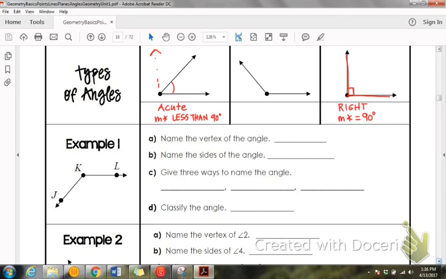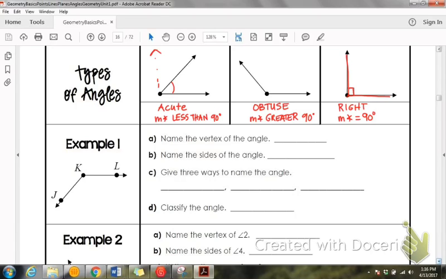Less than 90. Okay? And so then the third type is if it's greater than 90, this one is called obtuse. Okay, so the measure of the angle is greater than 90 degrees. Now, if you forget your degree symbol, I'm not going to count it off, but it is degrees.